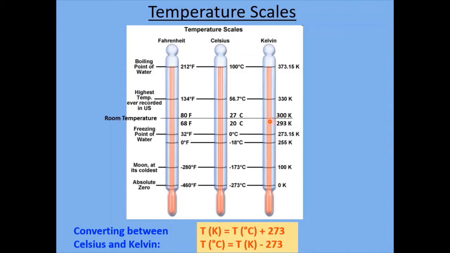So we will be using various temperature scales as we work through this chapter. Converting between Celsius and Kelvin is actually quite easy. To get kelvins, you just take the Celsius temperature and add 273. Likewise, to get the Celsius temperature, you just take the Kelvin temperature and subtract 273.